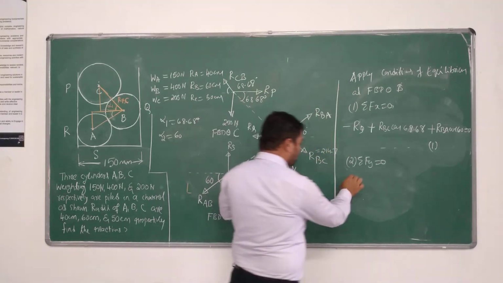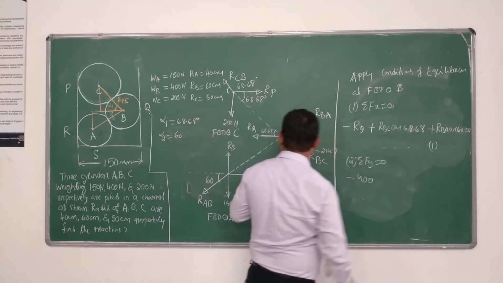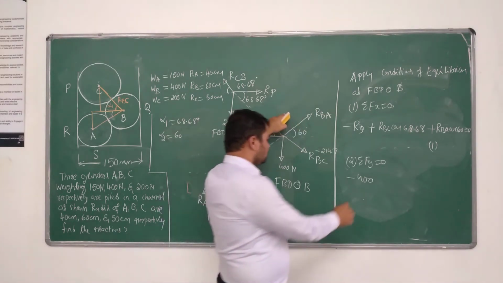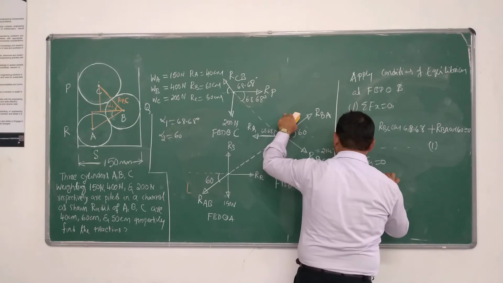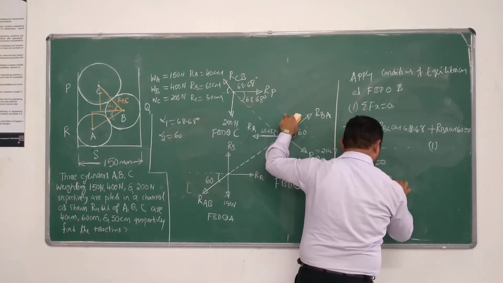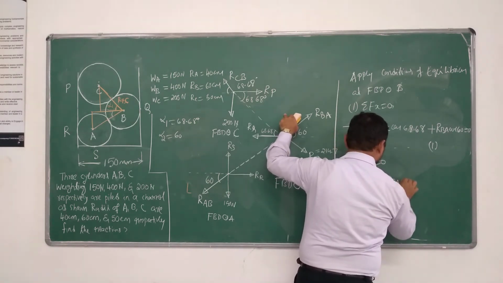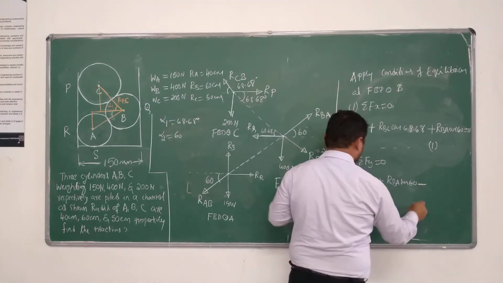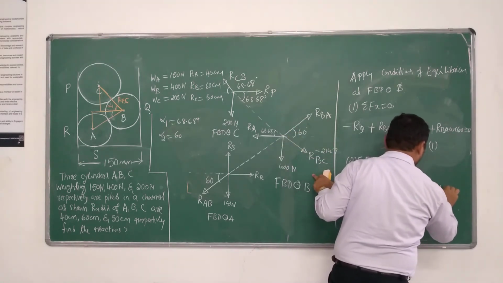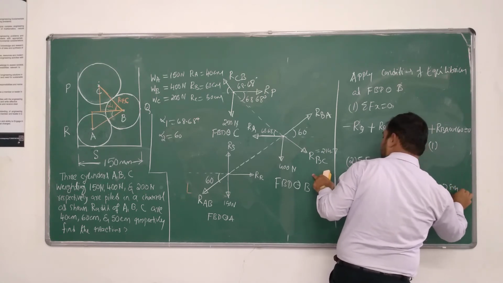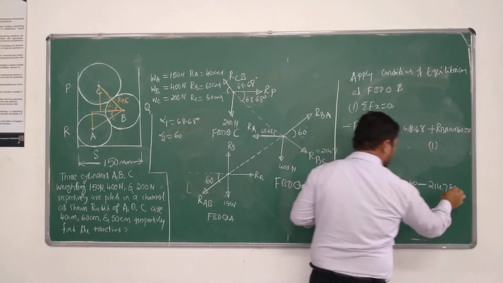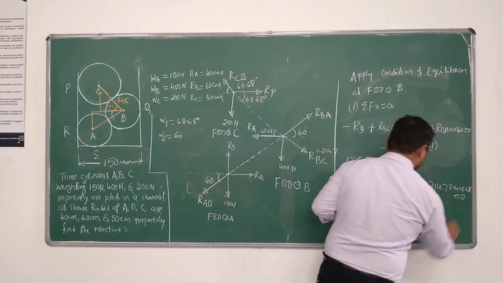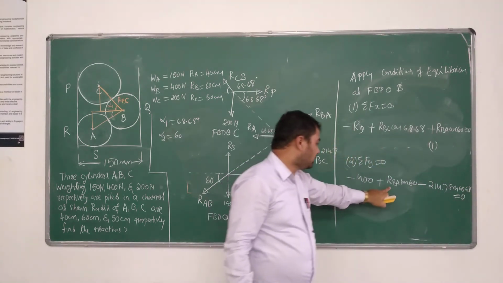So minus 400. Resolve this force in the vertical direction, upward direction positive, plus RBA sin 60, minus 214.7 sin 68.68 should be equal to 0. From this we can calculate the value of RBA.